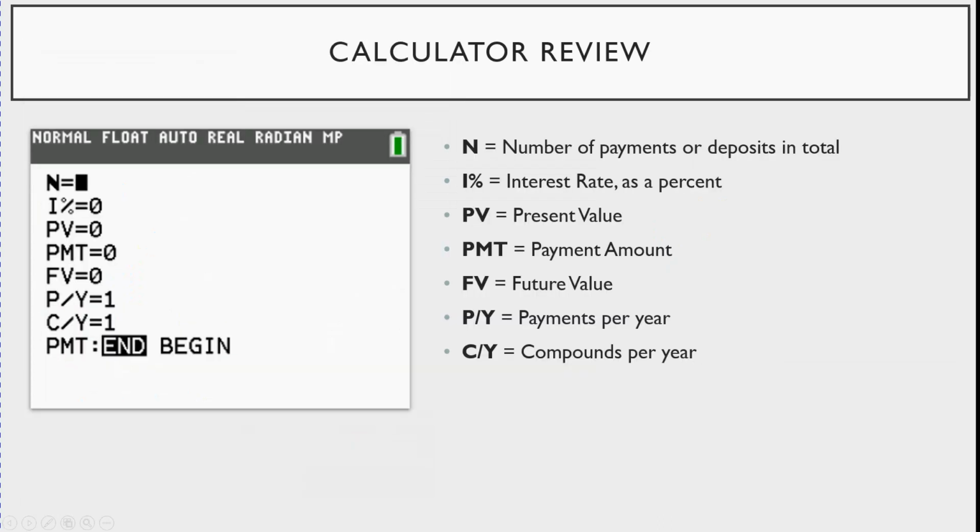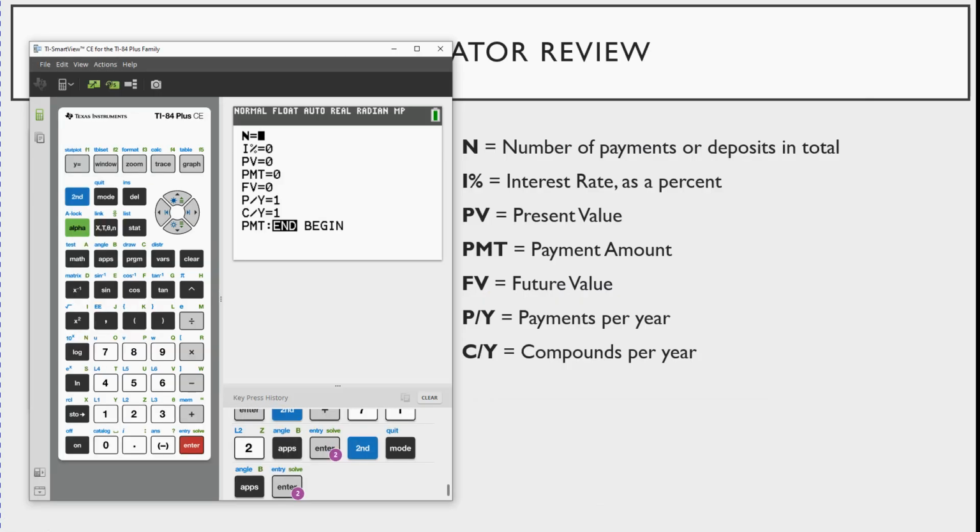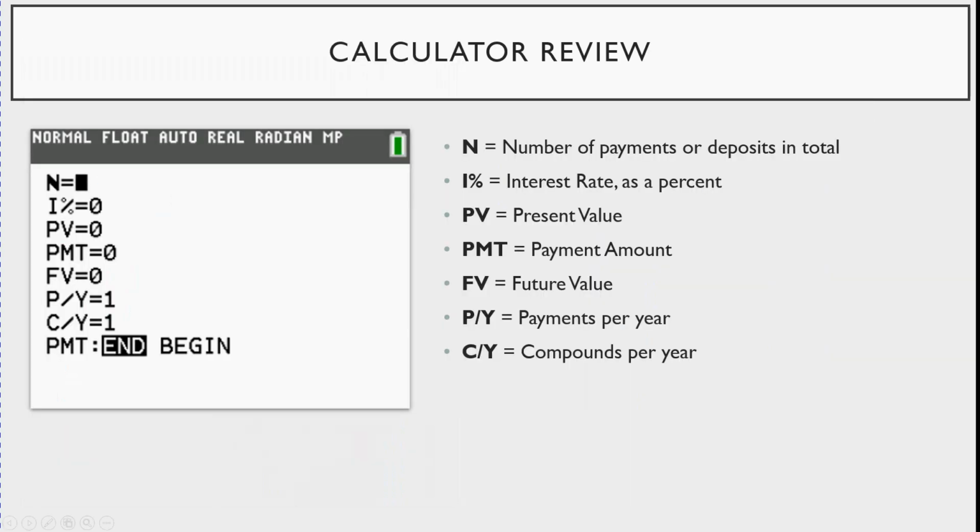Okay, so what you're going to do here is you're going to be solving for one of these options. If you look on your graphing calculator, down here you see this option for Solve. So you're going to be solving for one of these, and what you're going to have to do is input everything else.